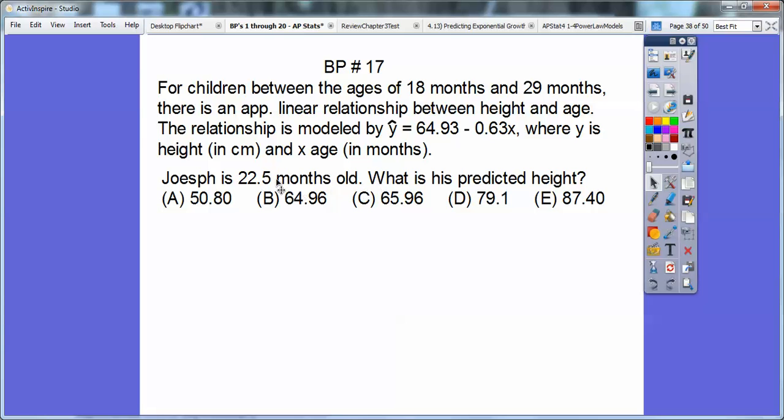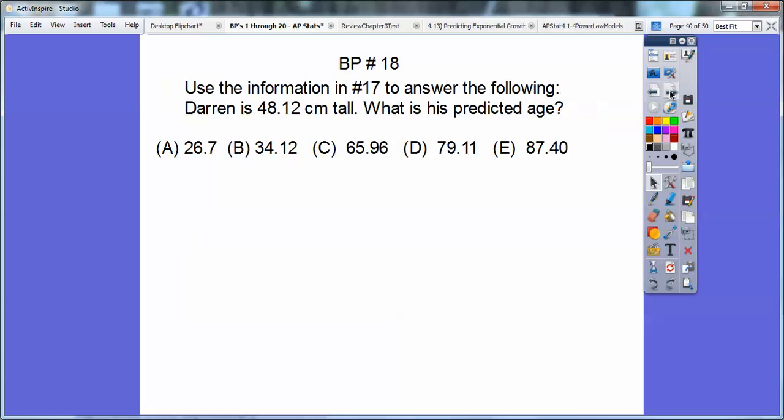I'm just going to plug in 22.5 right there, and then just crank it out, and we're going to get about 50.8 would be his predicted height, in centimeters. Okay. And then we're going to use the same information to answer the following.